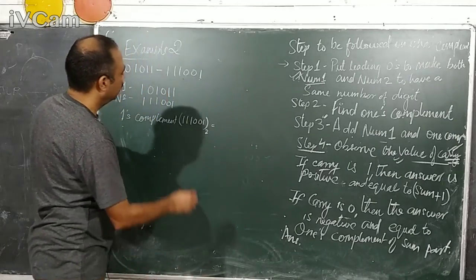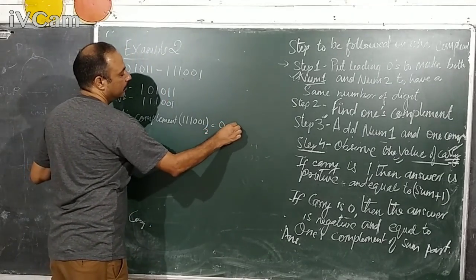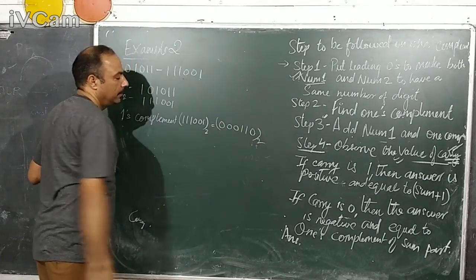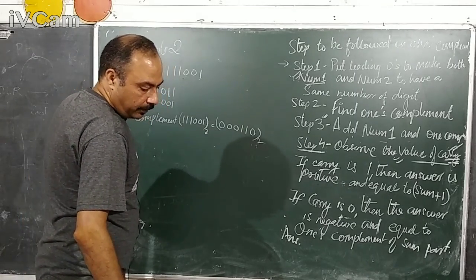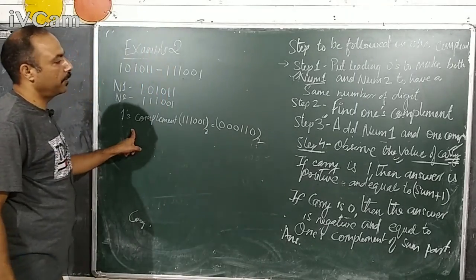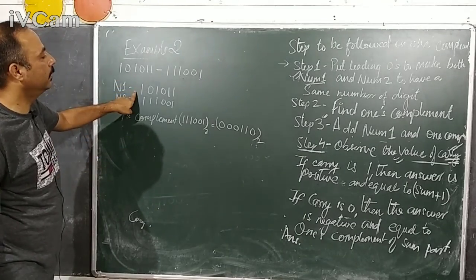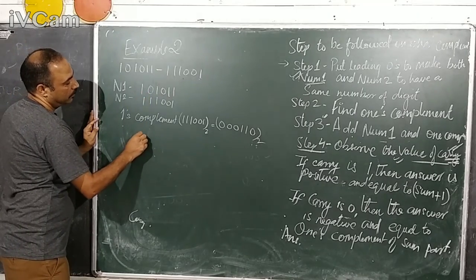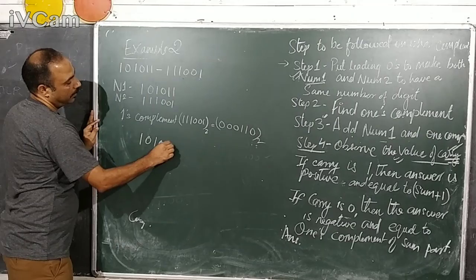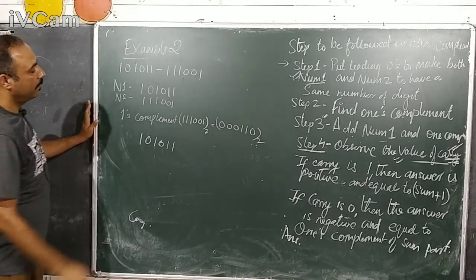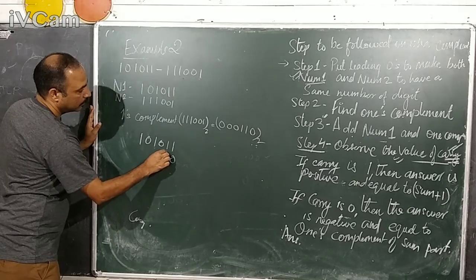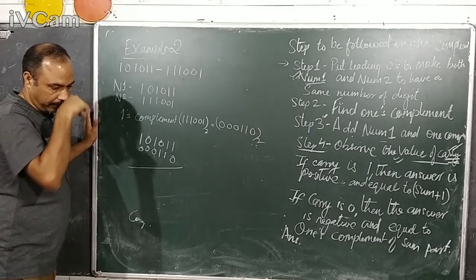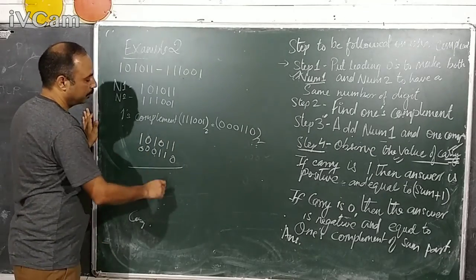Okay, so it will be 0, 0, 0, 1, 1, 0 to the base 2. So we have taken the 1 complement. Now, after that, what do we have to do? We have to add the first number and the complement. So, what is the first number? This is our first number: 1, 0, 1, 0, 1, 1. After that, we have to add 0, 0, 0, 1, 1, 0. After that, we just have to solve this.